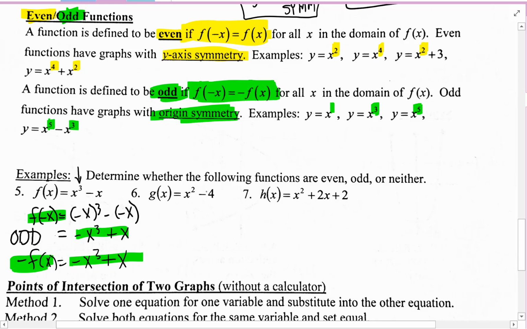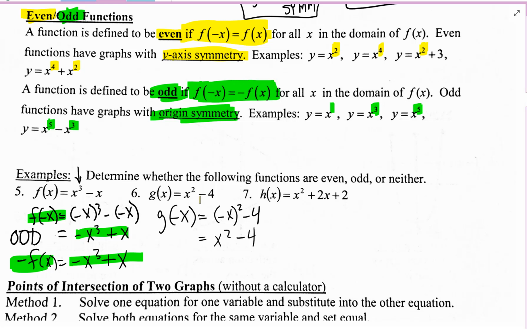What do you think this could possibly be? Odd or even or neither? Well, the exponent is even, so I'm going to test if it's an even function. And visually speaking, just looking at it, I actually know what this looks like. See if you can visualize it. G of negative x is equal to negative x squared minus 4. That becomes x squared minus 4. Ding, ding, ding. That is the original. So if you plug in negative x and you get the same as the original, then you have an even function.